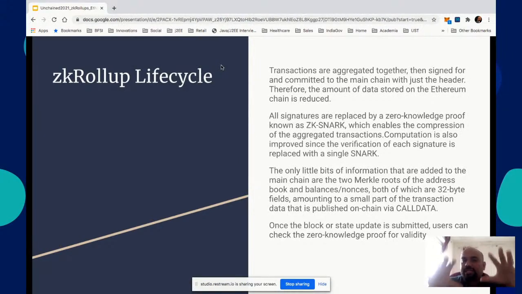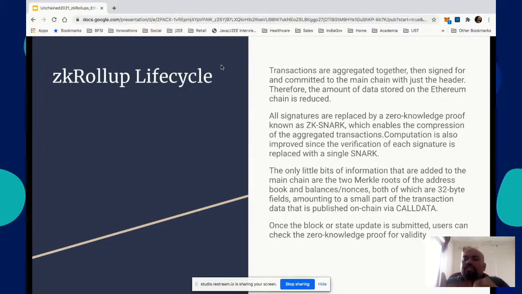To look at these dynamics in a little more engineering detail, transactions are aggregated together into rollups, then they are signed and committed to the main chain with just a header. So the amount of data stored on the Ethereum chain is reduced. All the signatures are replaced by a zero knowledge proof known as a ZK snark, and it reduces the signature metadata significantly. Normally every block header has multiple signatures, but in this case you don't need the signatures. You replace them with the proof that enables the compression of the aggregated transactions. The computation is also improved because you don't need to verify each signature; you just need a single snark, a succinct non-interactive argument of knowledge.